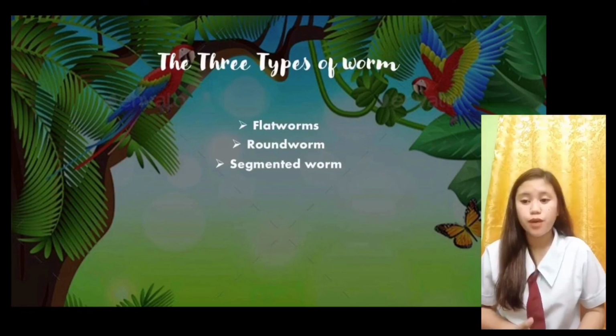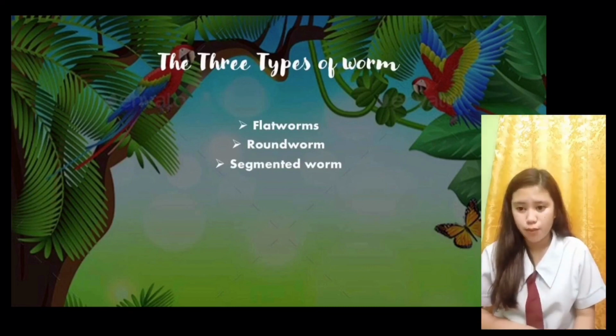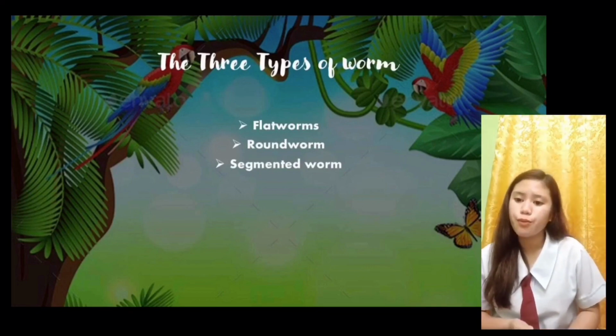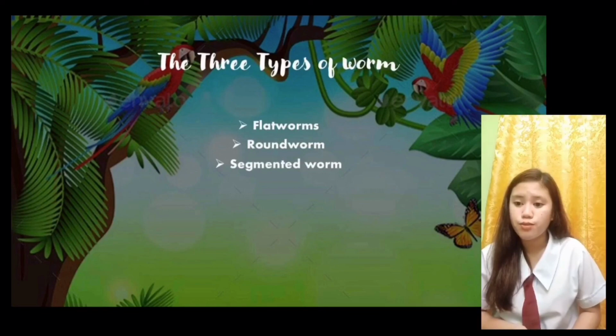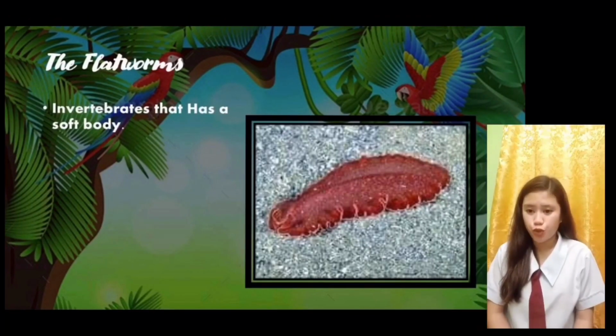The next one is we have the three types of worm, kung saan nakaklasify din po siya as animal without backbones or the invertebrates animals. So, the three types of worm are flatworms, roundworms, and the segmented worms. The first one is the flatworms, invertebrates that has a soft body.